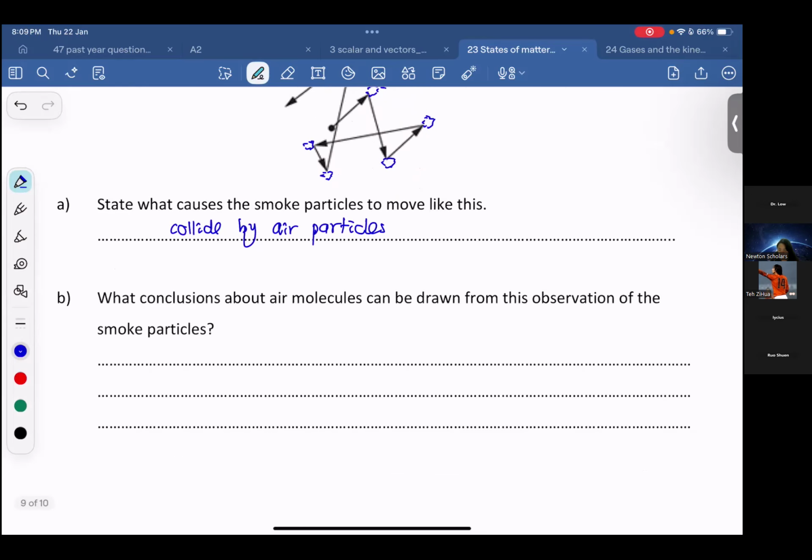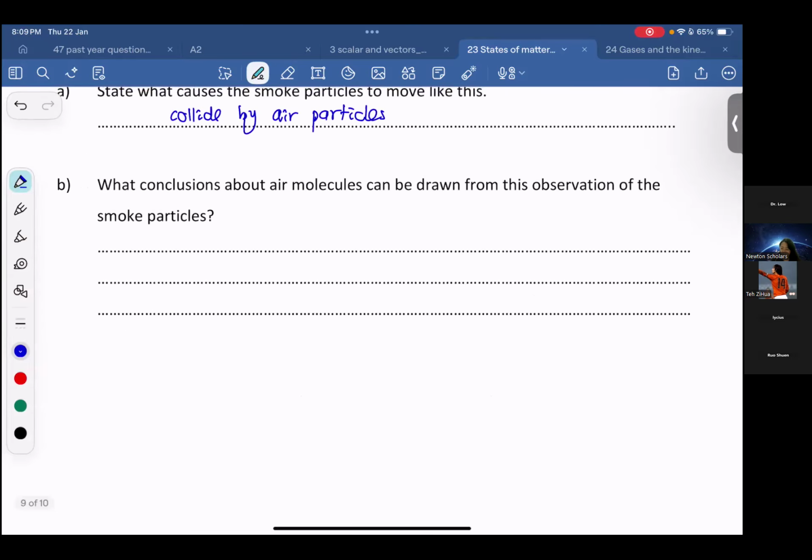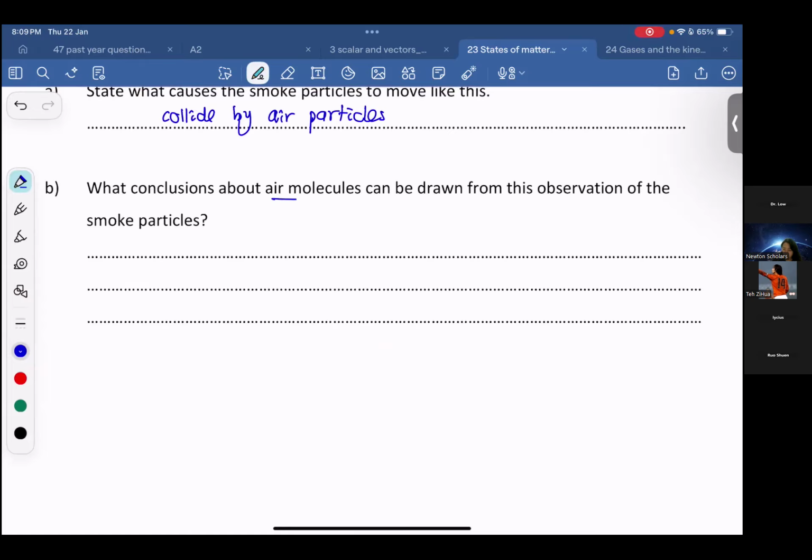What conclusion can we make about air molecules from this observation? We cannot see the air molecules. Just now I mentioned that our air molecules are very small, too small to be seen. What else? They move very fast. Air molecules also move randomly in all directions.